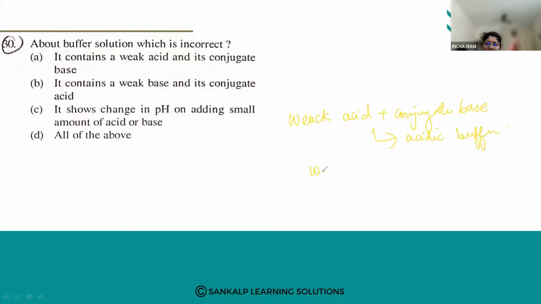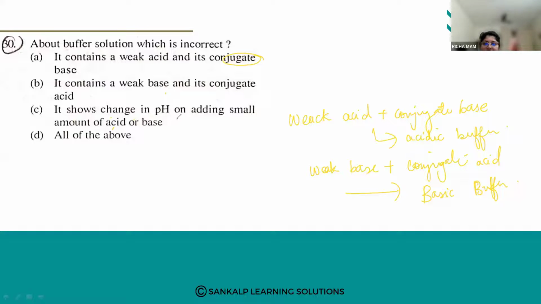Then when you have a weak base plus its conjugate acid, it will give you a basic buffer. And what is a buffer solution? It resists the change in pH on adding a drop of acid or base. So it contains a weak acid and its conjugate base, or a weak base and its conjugate acid.